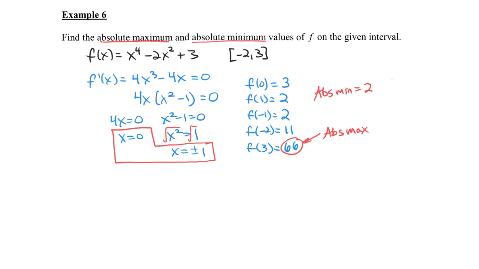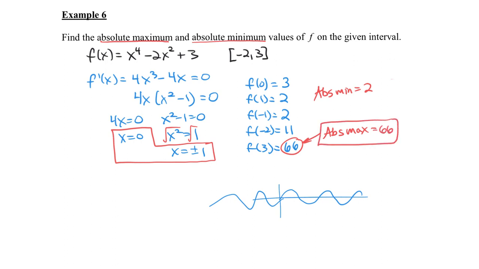Think, if you did have to do that, and then somebody said, hey, what's the absolute maximum of the sine function? What would you say? 1 and 1 and 1 and 1? No, you wouldn't. You'd say the absolute maximum is 1, right? So absolute max equals 66. Absolute min equals 2. All right, so that should give you what you need.